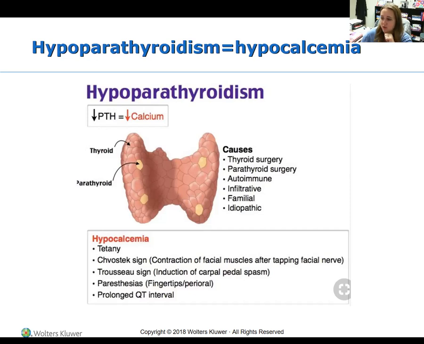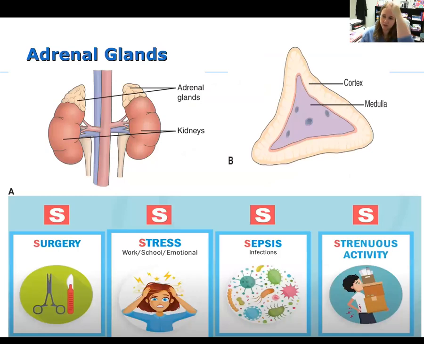For the care of the postoperative patient who's undergone a thyroidectomy, we again want to watch for those signs and symptoms of hypocalcemia: tetany, seizures, respiratory difficulties. Okay, we're almost done here, guys.